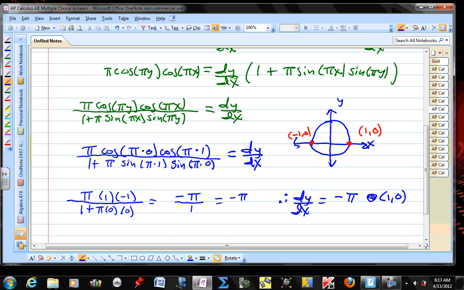So let's see if that matches any of the options. It looks like this matches option D, as in denominator.